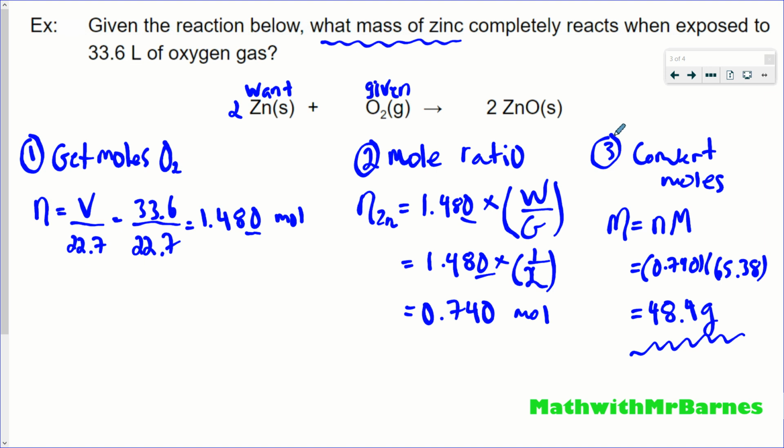So that is how a stoichiometry question works. Generally, get moles, mole ratio, convert moles. Hopefully this acts as a little bit of review for my chemistry class. We're in quarantine right now. So make sure that you try this question, and then you try a bunch more.